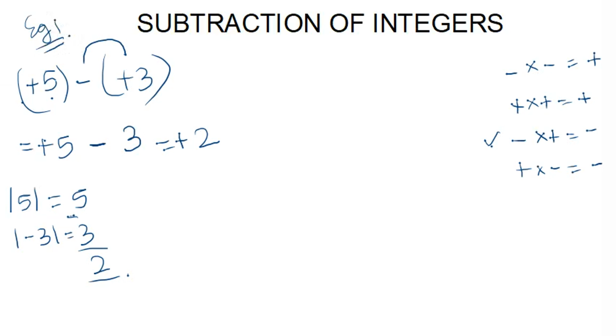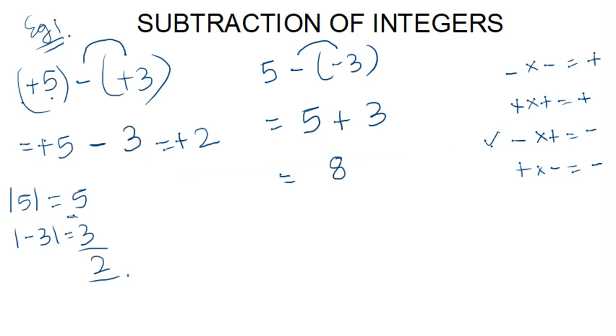Okay, so this is our example 1. If suppose we are given 5 minus minus 3, then we can write this as minus into minus. What is minus into minus? It is plus. So it will be 5 plus 3. So this is our common addition. So 5 plus 3 is what? 8.